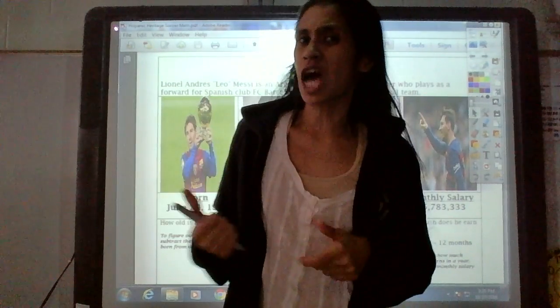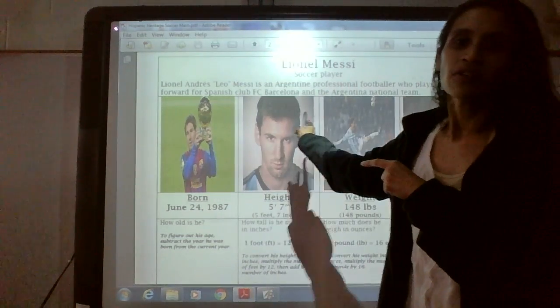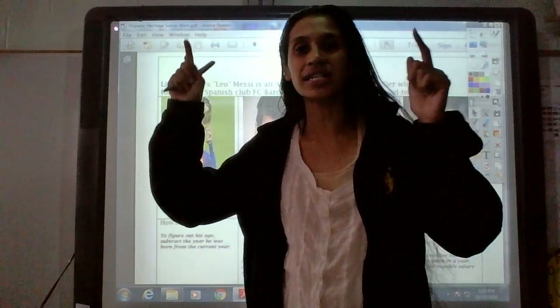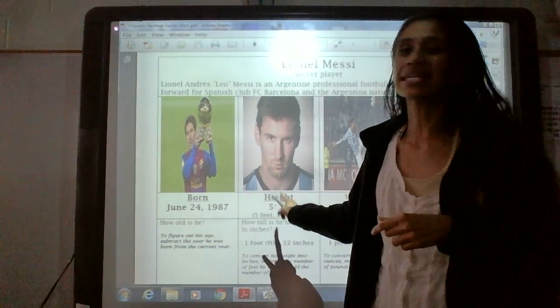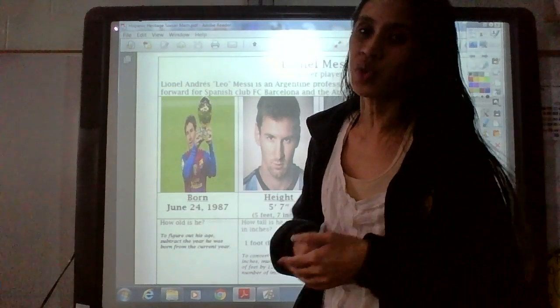So we're working on soccer math. This is a soccer sheet about Messi, a famous soccer player, and today we are going to be working on his height. Information about his height, things we could do, math we could do with his height.